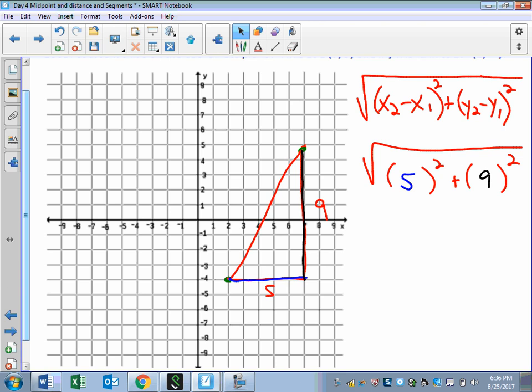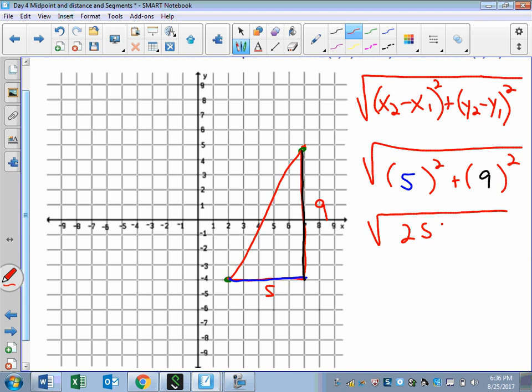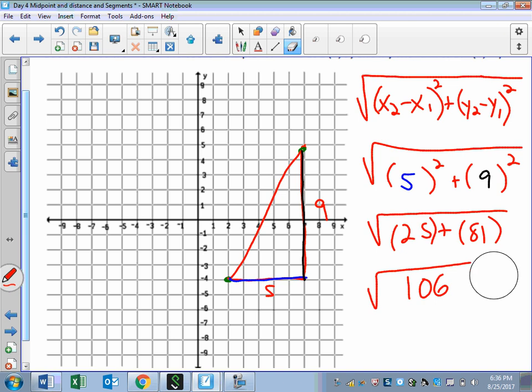Now we can just solve this. We got the square root. 5 squared is 25, plus 9 times 9 is 81. 25 plus 81, that's going to be 106. And if you put this in your calculator, you will get a decimal, so you can just leave it like this. This is your answer. Okay? This is an exact answer. If we wanted to know how far away it was and we wanted to estimate, you could put the square root of 106 in your calculator and you would get 10.29. Let's just say 10.3. So that's how far away we are.